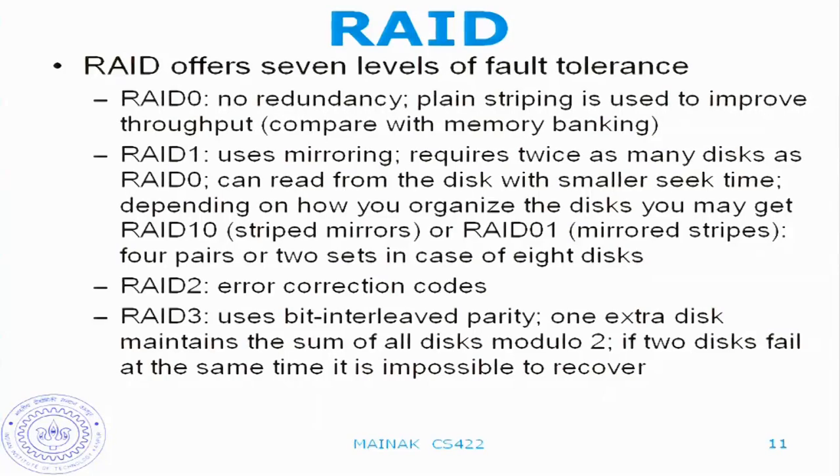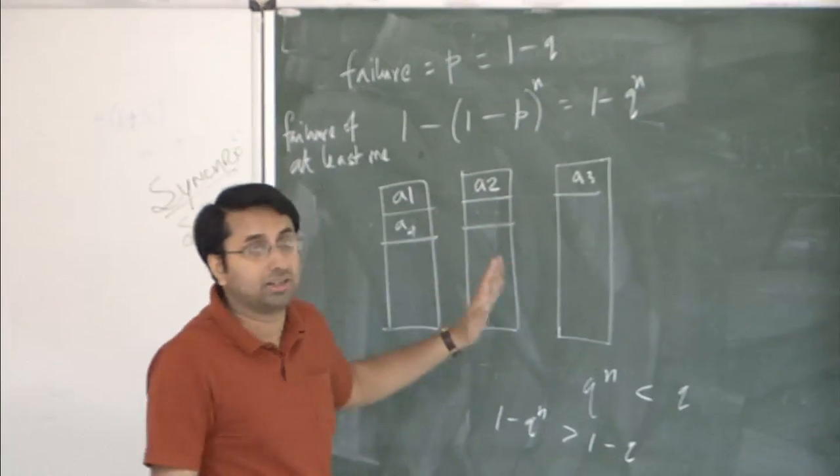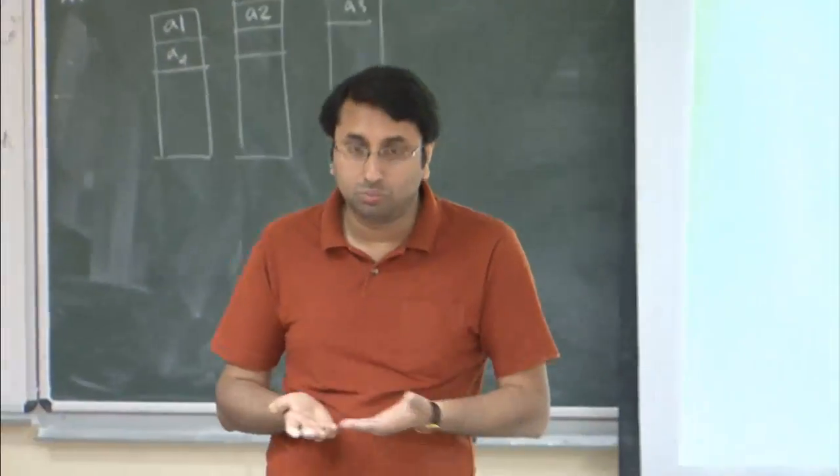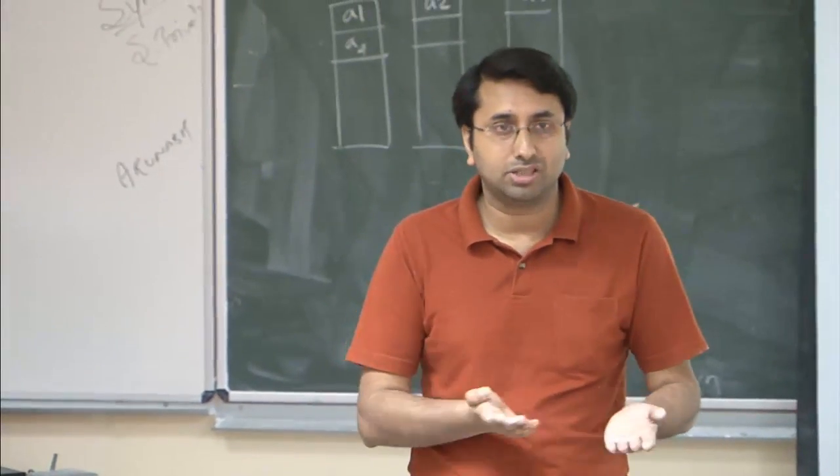RAID 0 is no redundancy. Basically, plain striping is used to improve throughput. This is very similar to memory mapping. There is no redundancy at all. RAID 1 uses mirroring and requires twice as many disks as RAID 0. So essentially I duplicate every disk, and that's my mirror. Since I now have the option of reading the data from two possible disks, I read the one that has the smaller seek time.